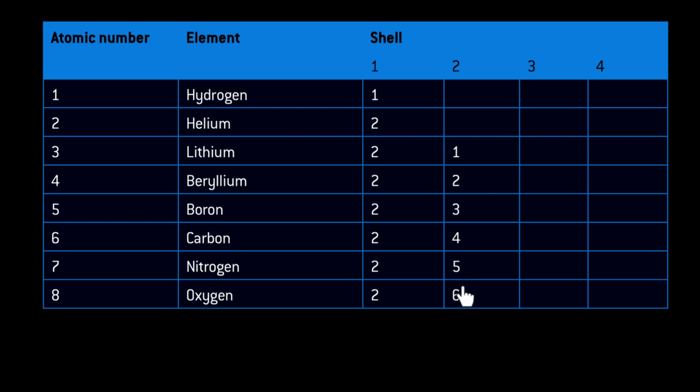Oxygen's right here. Then after oxygen, the atomic number 9 would have to have 2 in the first shell and 7 in the second shell. And neon would be 2 and 8, sorry, because that's 10 electrons, 2 and 8.